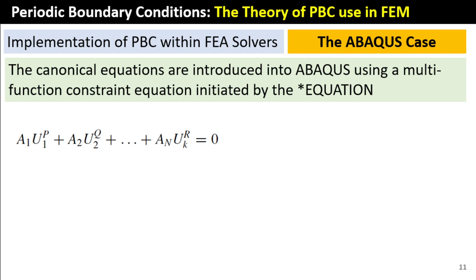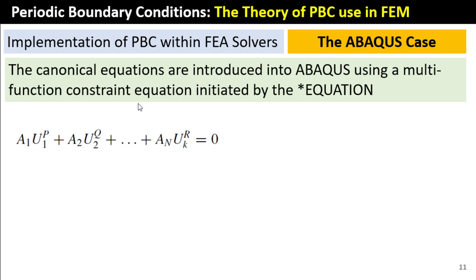So basically, the star equation is a way to translate a canonical equation like this into a command that ABAQUS can actually understand and implement. So this is a generalized equation. This is the kind of equation that you find in ABAQUS documentation. Basically, some coefficient A1 times displacement of node P in the one direction, plus A2, some constant, times displacement in the two direction or y direction of node Q, added up, everything has to be equal to zero, because this is the requirement for canonical equation.